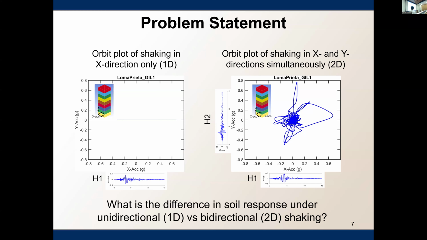So the research question is, what is the difference in soil response when we do a unidirectional or 1D shaking versus a 2D shaking?